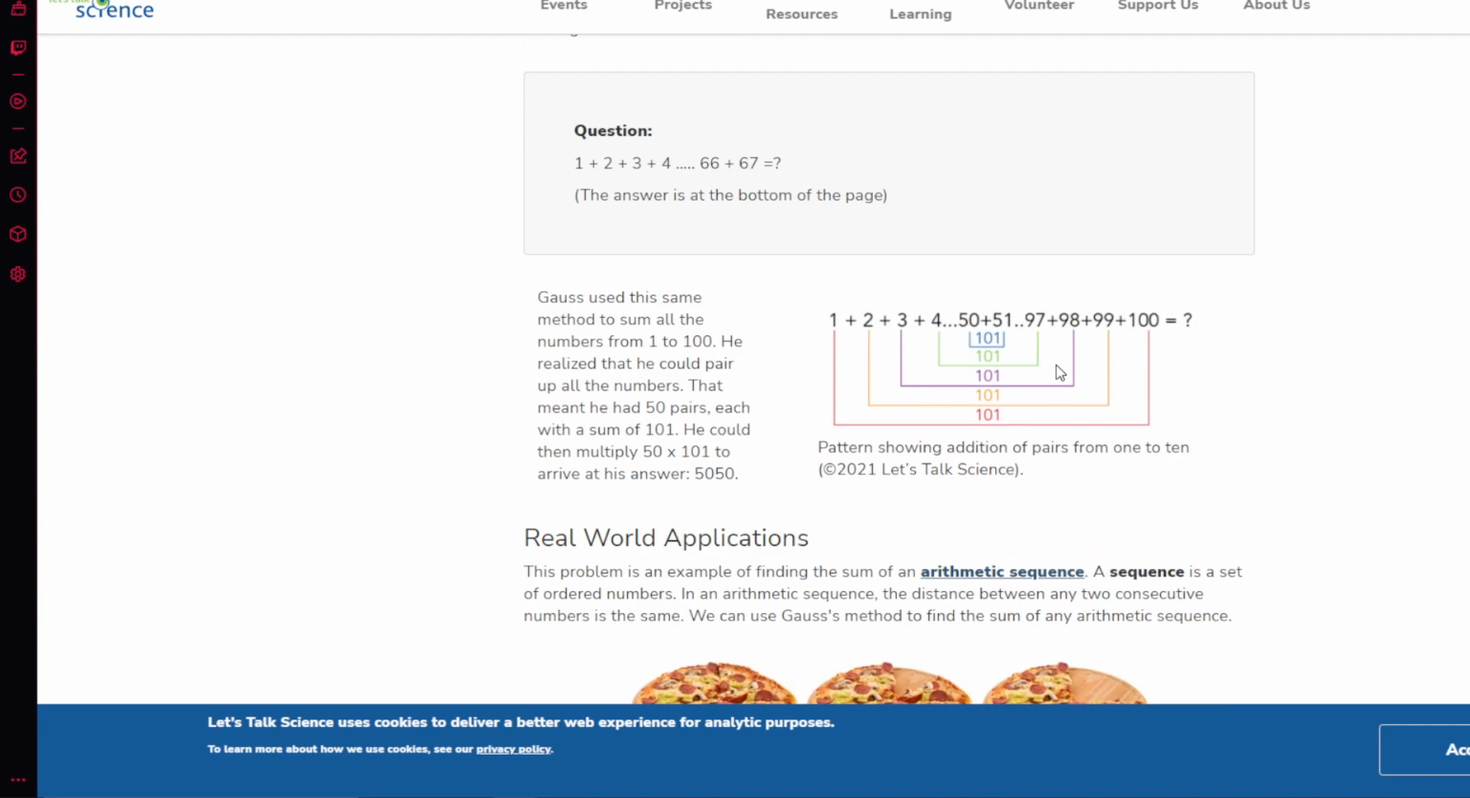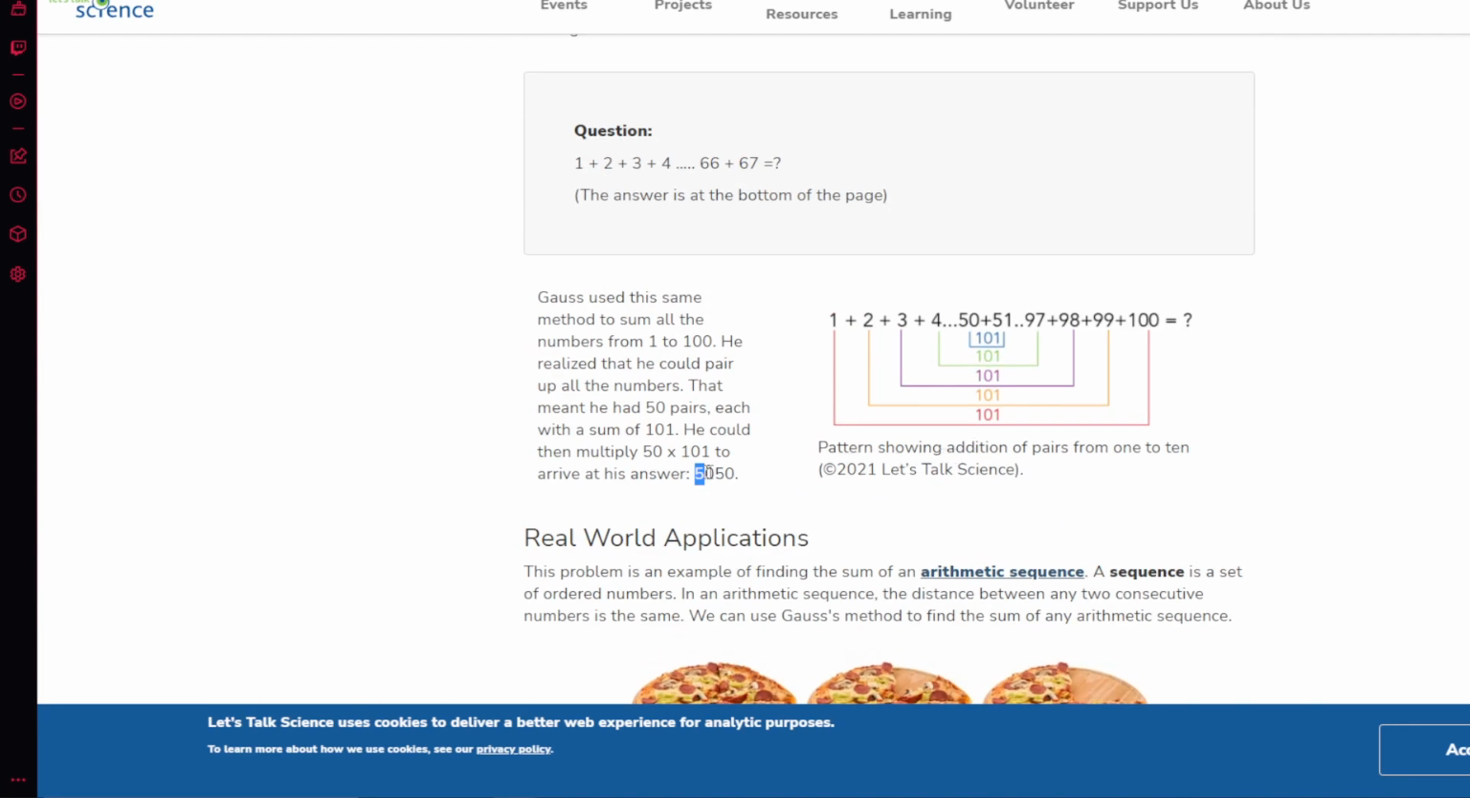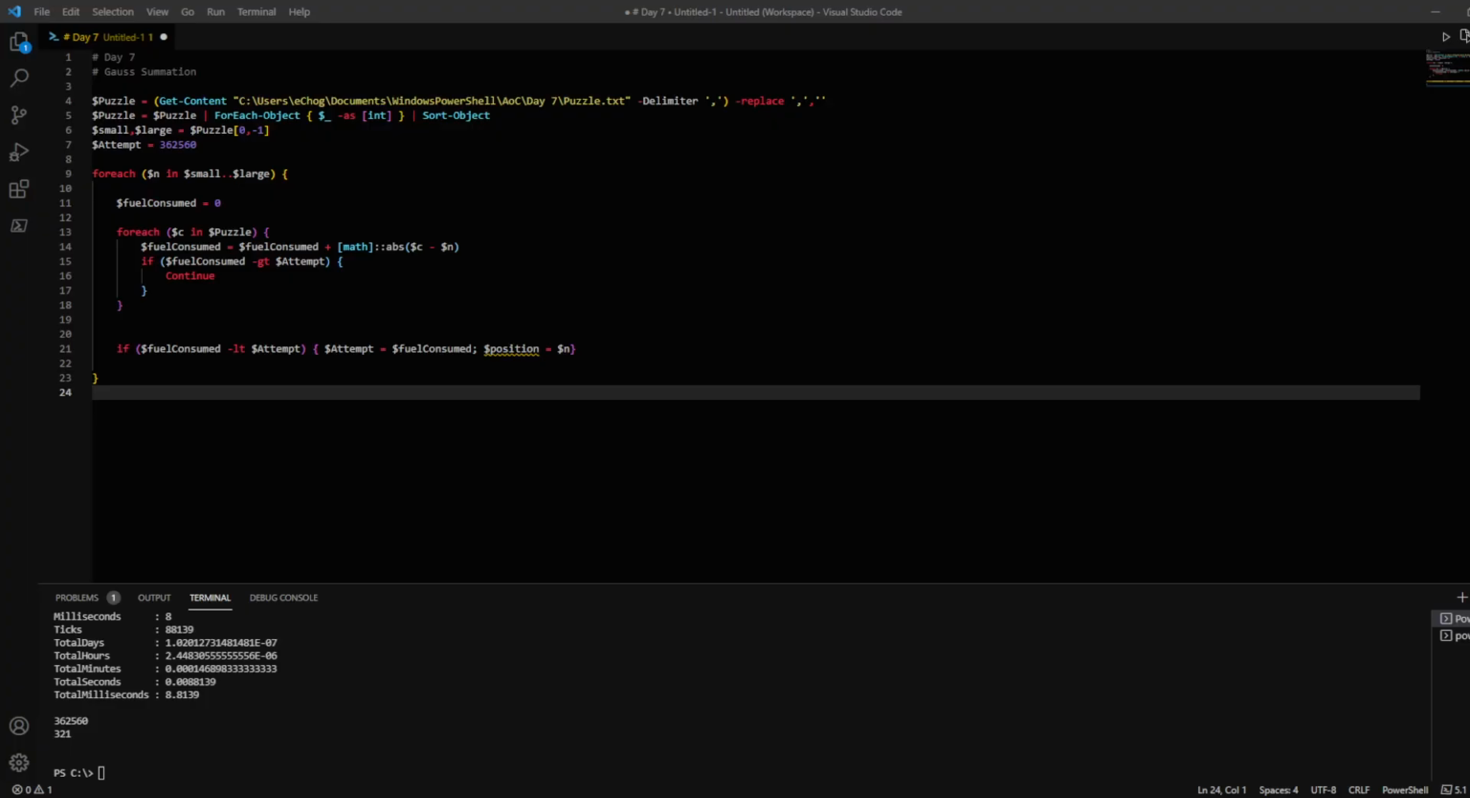So from 1 to 100, you can see that the answer is 50-50, which is a very simple way to look at this, and this is the easiest way to look at this problem. So let's jump back over to VS Code and figure out how to code this.